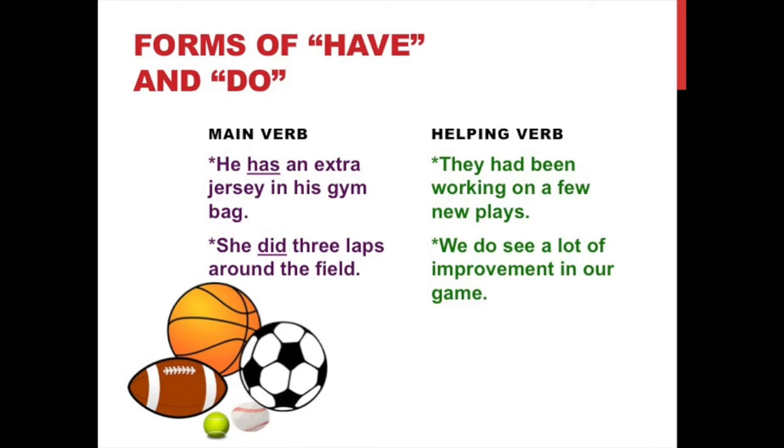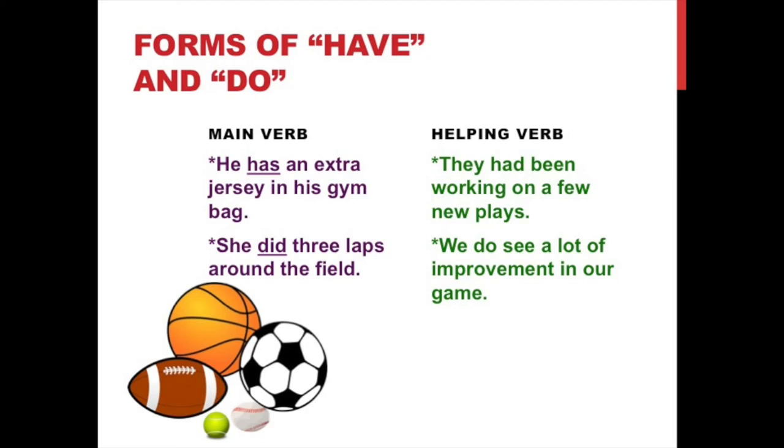However, in some cases, these same verbs, or forms of the same verbs, can be used as helping verbs, which means they will come before the main verb in order to give more information or clues about the tense. Let's look at the first example. They had been working on a few new plays. Had been working is the verb phrase in this sentence, and had is one of the helping verbs to the main verb working.